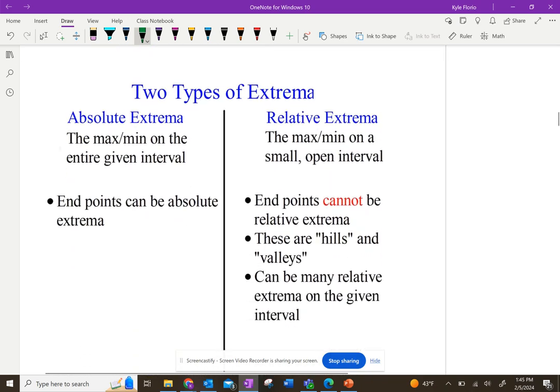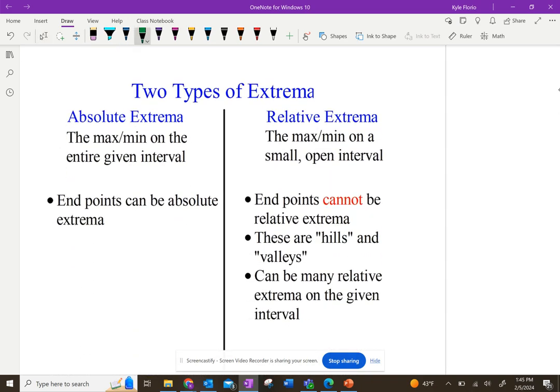We'll look at two types of extrema, the absolute and the relative. And so the main difference here is absolute extrema are the max and mins on the entire given interval. Endpoints can be absolute extrema, so the endpoints can count. When we're talking about relative extrema, the max and mins on a small open interval, endpoints cannot be considered relative extrema. So think of the hills and the valleys. There could be many relative extrema on a given interval.